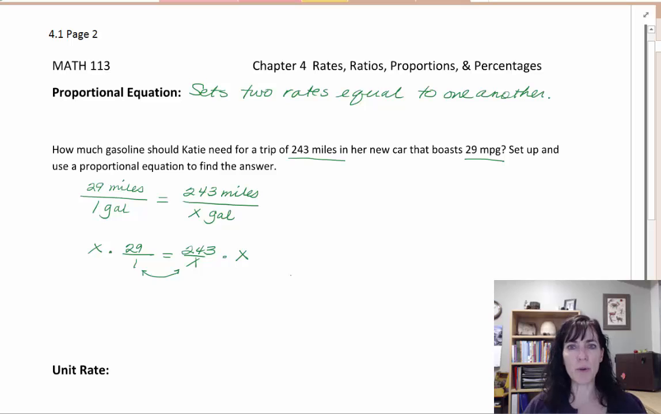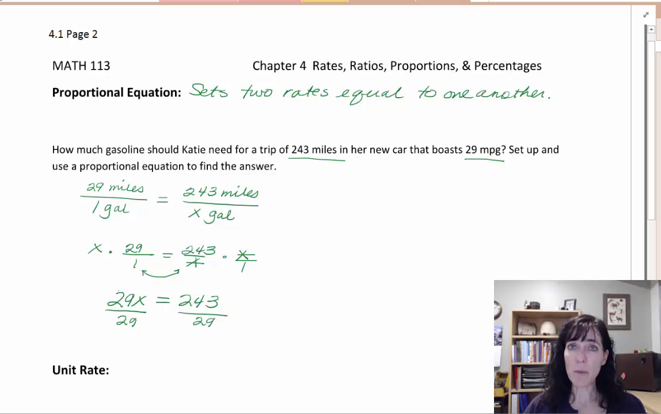And I really prefer that you use this method to solve your proportion equations, so I'm going to show it all through the semester. But the x's will reduce on this side because it's like an x over 1. And on the left side, I have 29 over 1, which is just 29, times that x, so I'll have 29x on the left and 243 on the right. Now I want the x by itself, so I'm going to look at what's being done to the x and try to undo it. 29 is being multiplied by the x, so I need to undo that. The opposite of multiply is divide, so I'll divide both sides by 29.